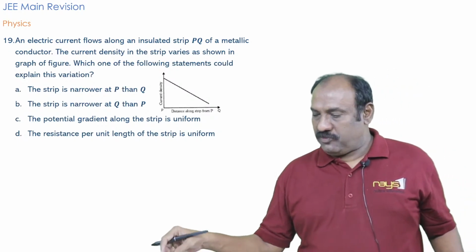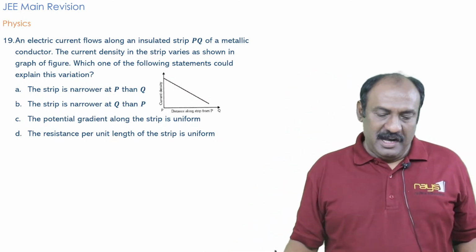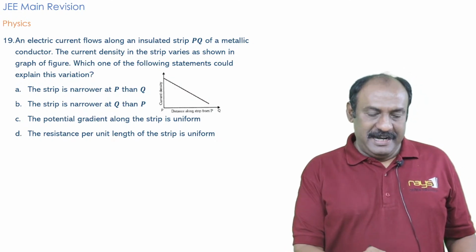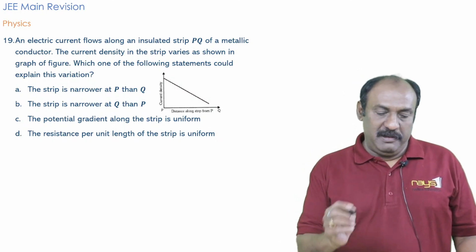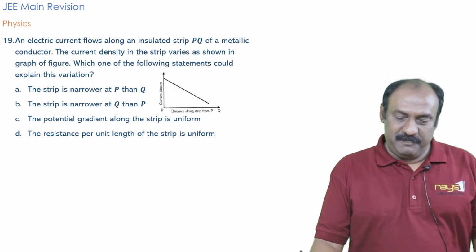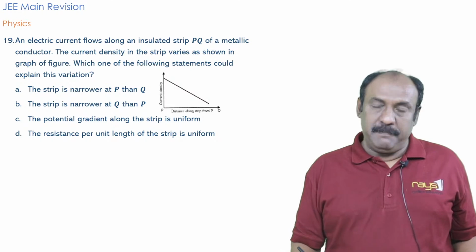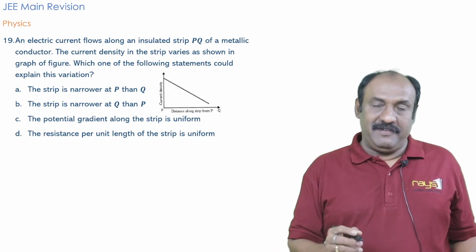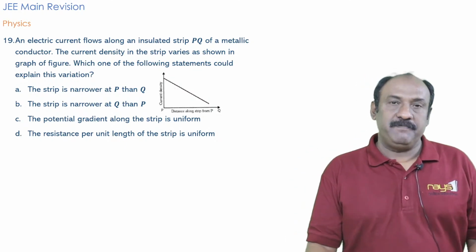Electric current flows along an insulated strip PQ of a metal conductor. The current density in the strip varies as shown in the graph below. Which one of the following statements could explain this variation? So current density and distance along the strip from P to Q are given in the data. The nature of the graph is a straight line having negative slope.